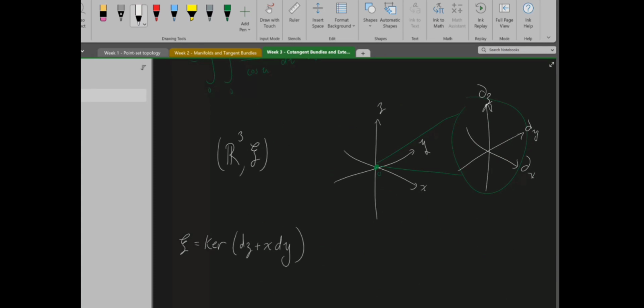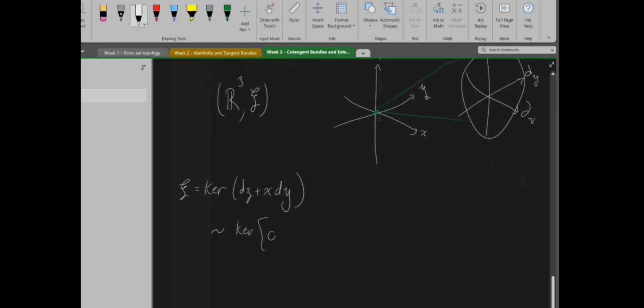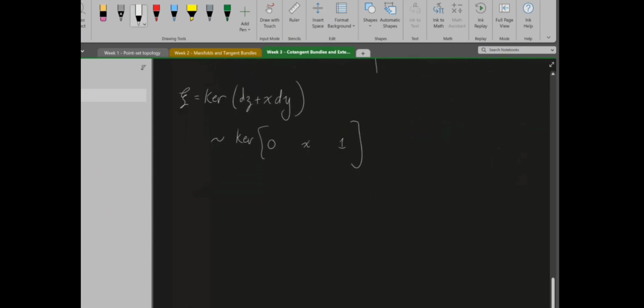And we think, okay, this is a linear function on this. Namely, it looks like this as a matrix. So I should write kernel of, 0 for dx, x for dy, and then 1 for dz. And so what's the kernel of that? So this should look like vectors a, b, c. And namely, a can be anything. So this is equivalent to a being anything, b being maybe anything, and then c has to be negative bx.